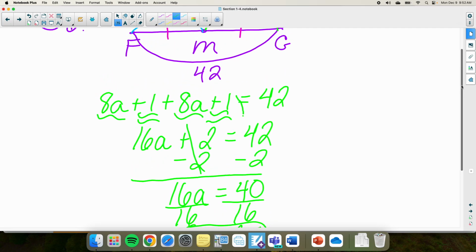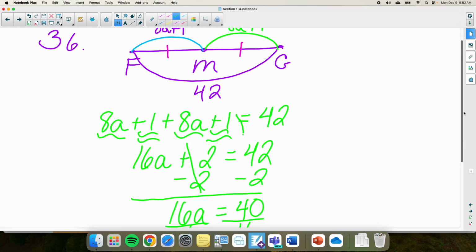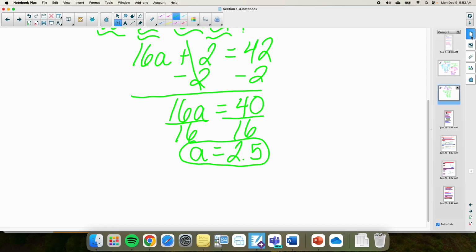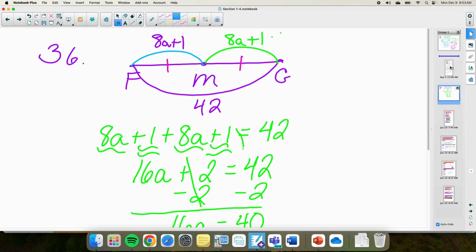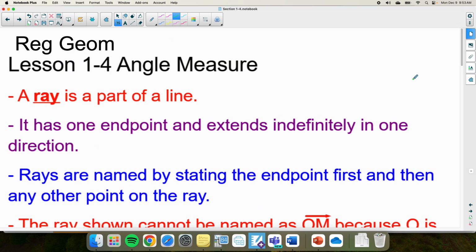Now we know what a is. We have to go back and see what they're asking, and actually in this one, they just asked us for a, so we don't have to put it back in. So that one's just 2.5. Everybody okay with that? Okay. All right, now we're going to do our lesson for today.